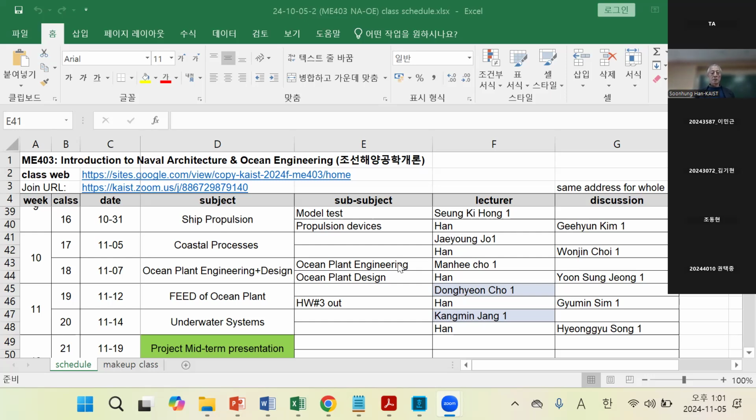We will start the second textbook, Ocean Engineering. The first topic is coastal processes. Young will lecture first, and then myself, and then there will be a discussion by Bonjin.